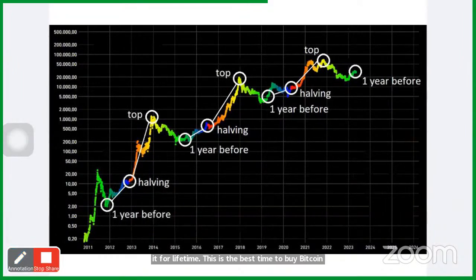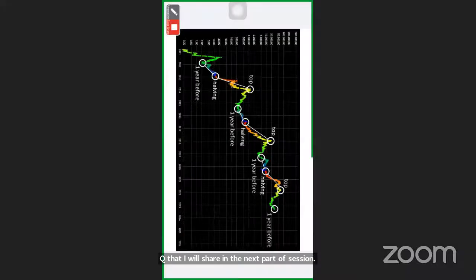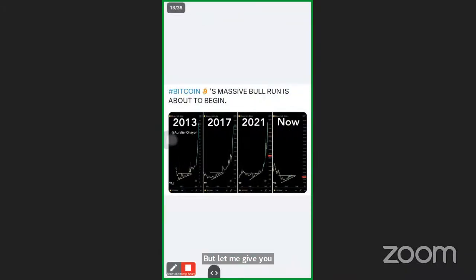And how to accumulate Bitcoin, that is the power of Royal Q that I will share in the next part of the session. But let me give you a preview of the next bull run, which is going to be massive. All the big experts around the world are agreeing to one statement, that this bull run will be massive. It will not be the same as before, because a lot of things have changed till now, and a lot of new things and new investors are coming into Bitcoin that I will share with you.